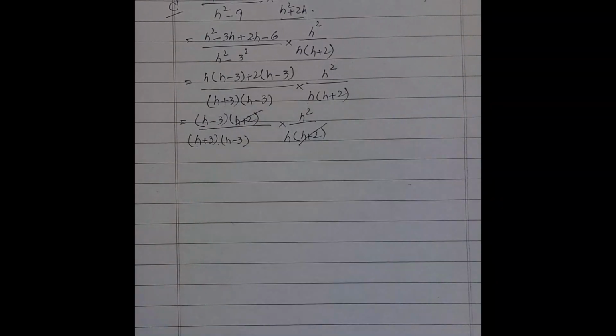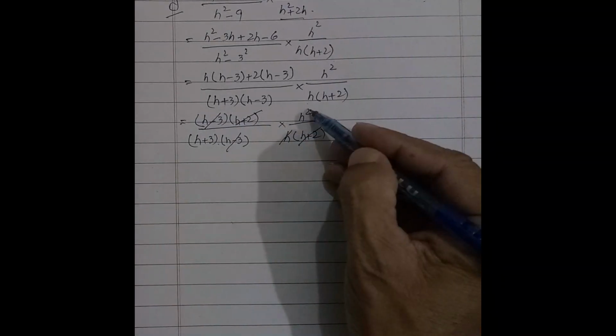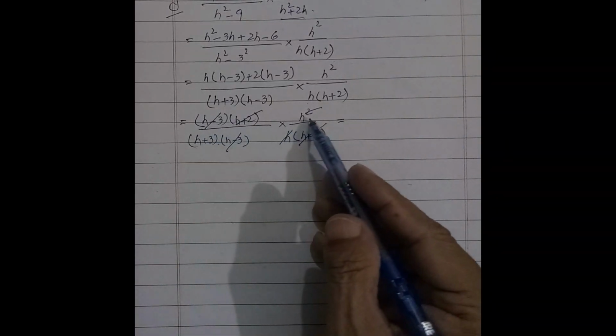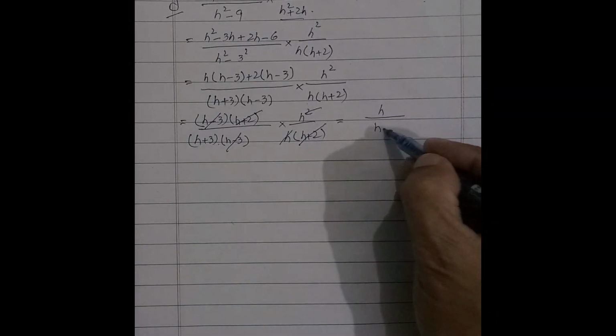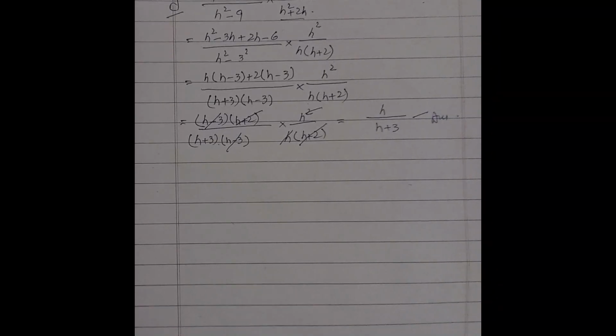h plus 2 cancels with h plus 2, h minus 3 cancels with h minus 3, and h cancels with h. The remaining values we multiply. Here is h over, and the denominator is h plus 3. And it is the answer of G part of the question.